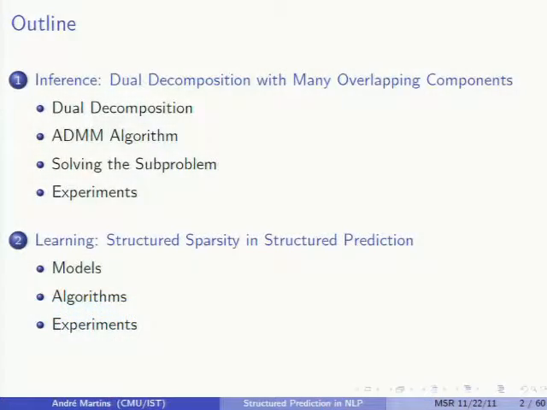So this is joint work with my four advisors, Noah Smith, Mario Figueiredo, Pedro Aguiar, and Eric Xing. This talk is divided into two parts. In the first part, I'm going to talk a little bit about inference algorithms, in particular, a new dual decomposition method for doing inference when there are many overlapping components. And in the second half, I'm going to talk about the learning problem, and particularly how to do structured sparse modeling for structured prediction in NLP. So let's start with the inference part.